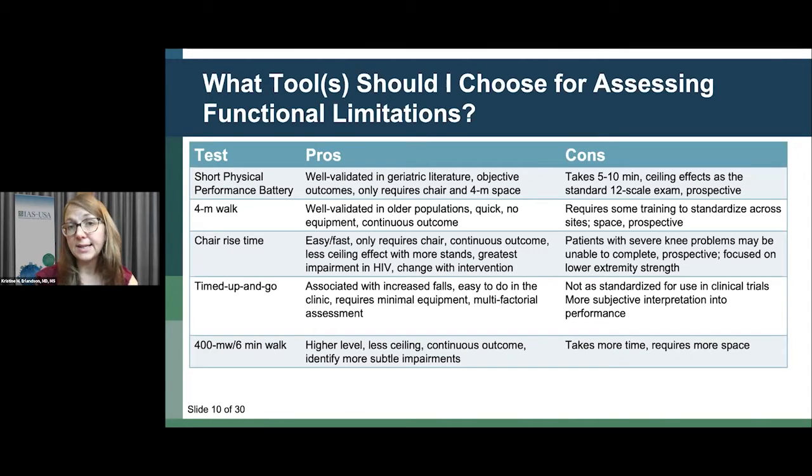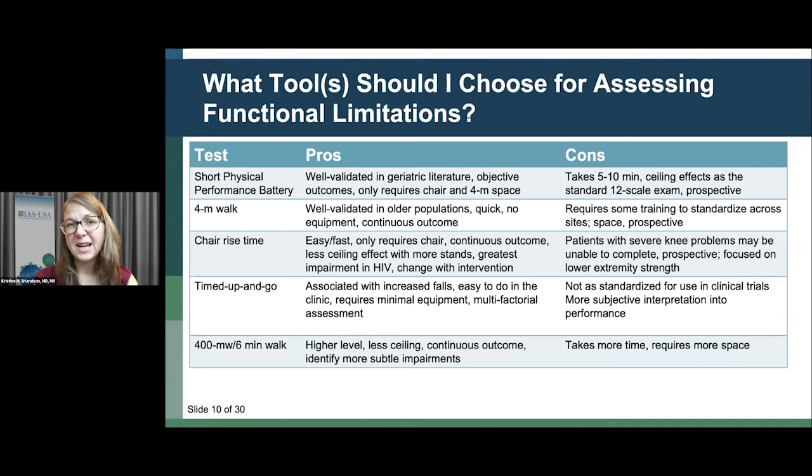It does take about 7 to 10 minutes to perform, so it is a little bit of a time issue if that's a concern in the clinical setting. And many well-functioning older adults may actually have a perfect score on this. So it has a ceiling effect of obtaining a perfect score and losing some of the distinguishing factors at a higher level of performance.